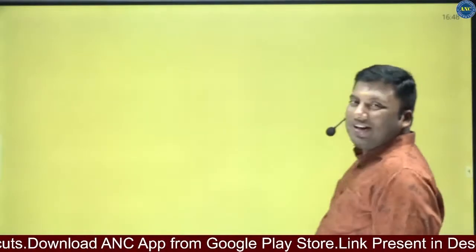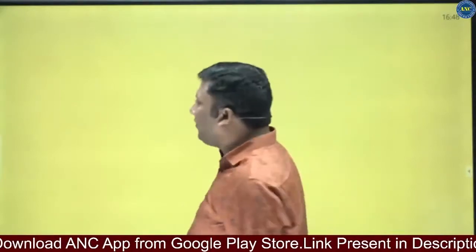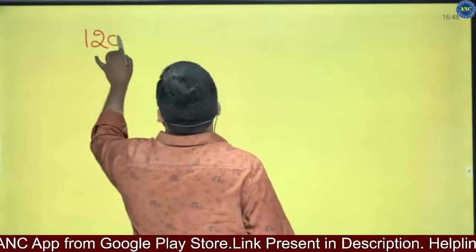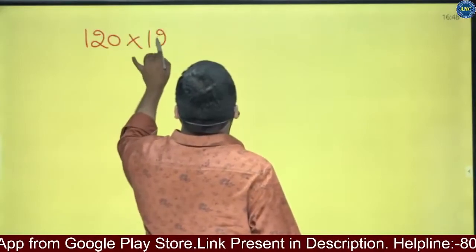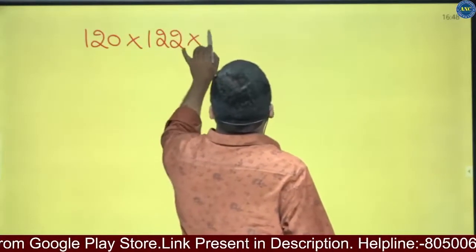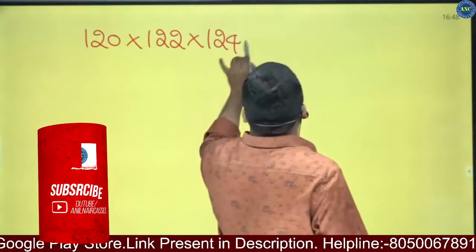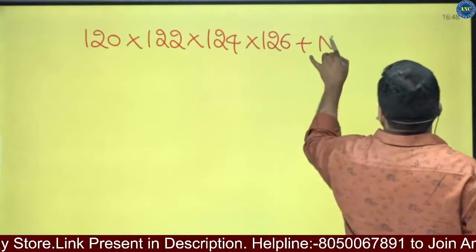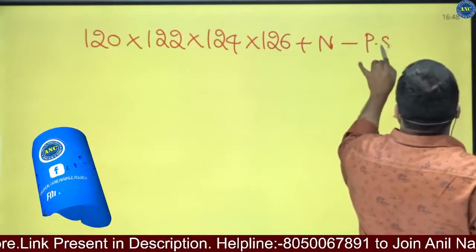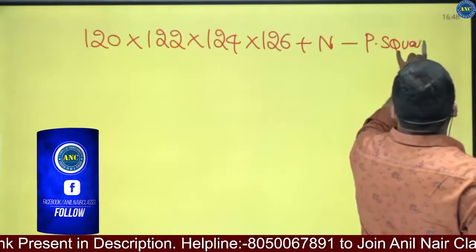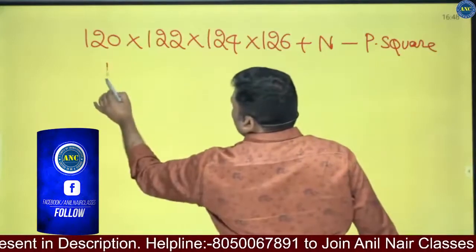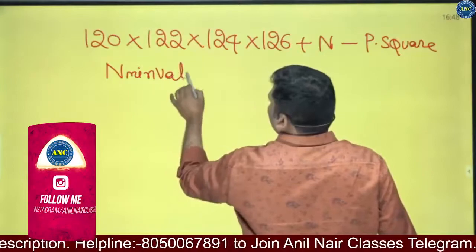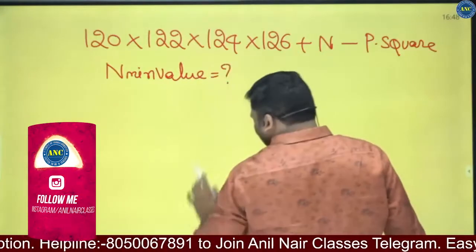Let me do one question so that you will understand the power of visualization. Let me take some numbers: 120 into 122 into 124 into 126 plus n. This number is a perfect square. What is the minimum value of n such that the left hand side becomes a perfect square?